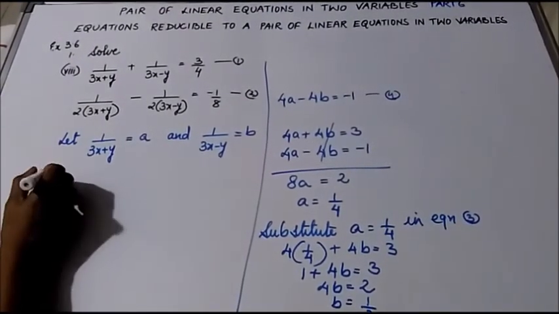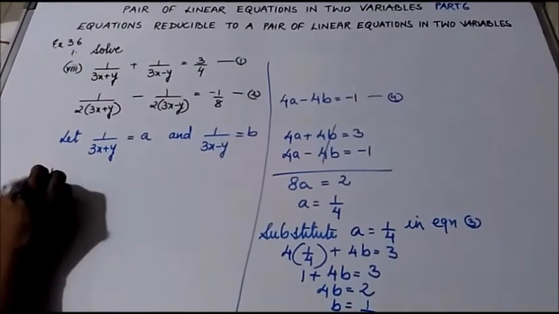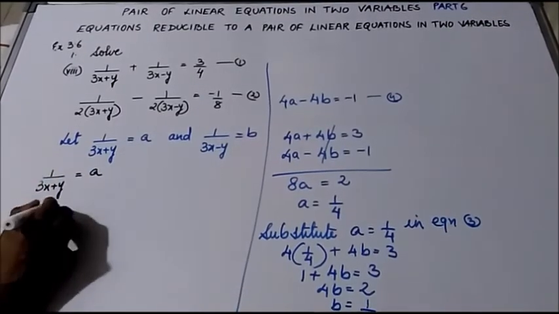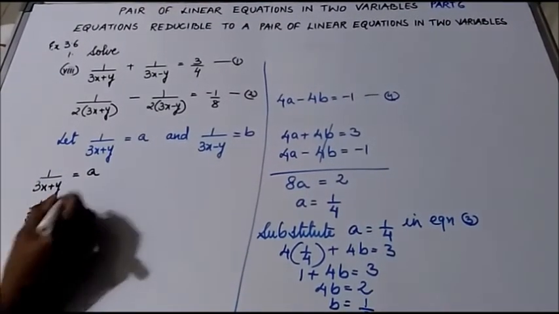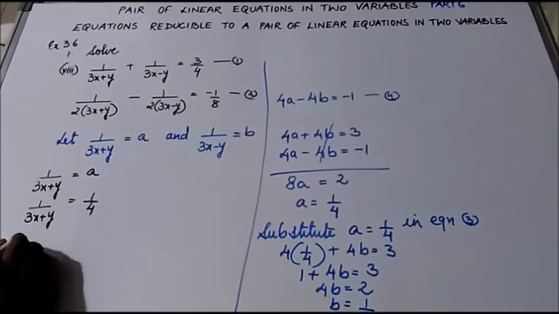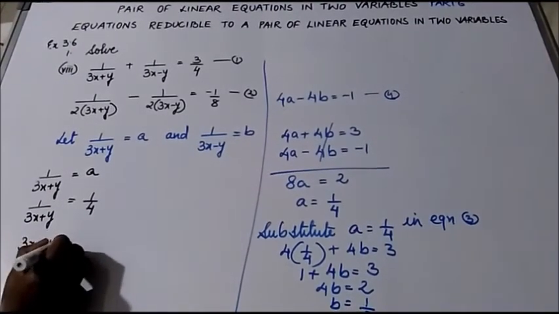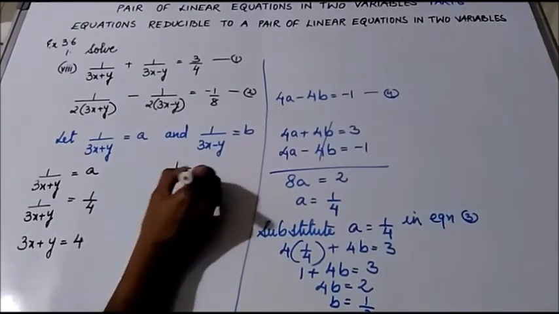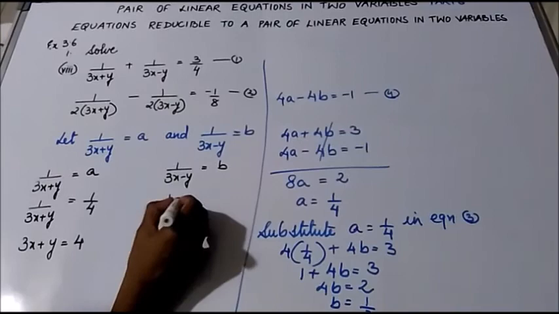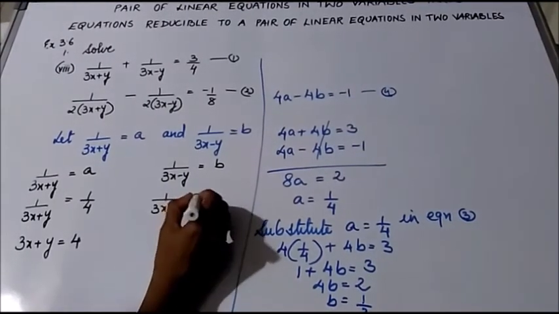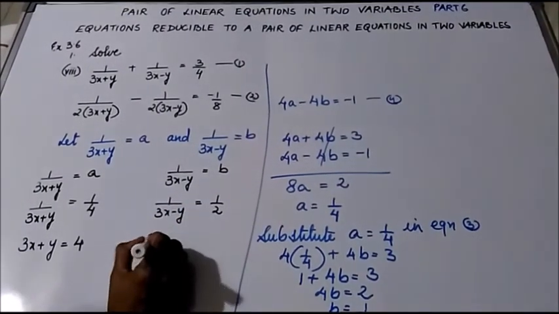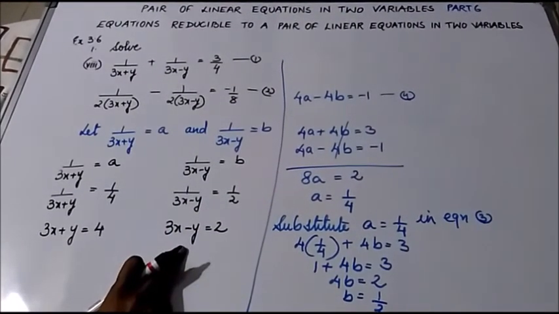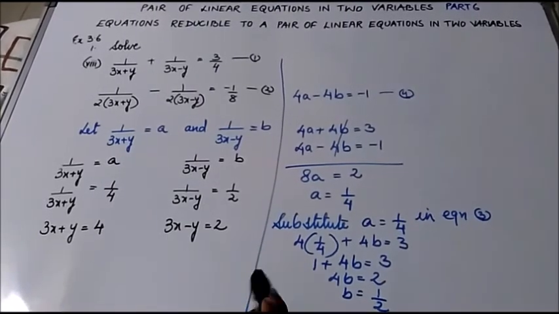Now, it is given to us 1 by 3x plus y is equal to a, that is 1 by 3x plus y is equal to 1 by 4. That gives us 3x plus y is equal to 4. Now here we have got 1 by 3x minus y is equal to b, that is 1 by 3x minus y, b is equal to 1 by 2. Therefore we get 3x minus y is equal to 2. Now we have got another pair of linear equations. This will be solved by elimination method.